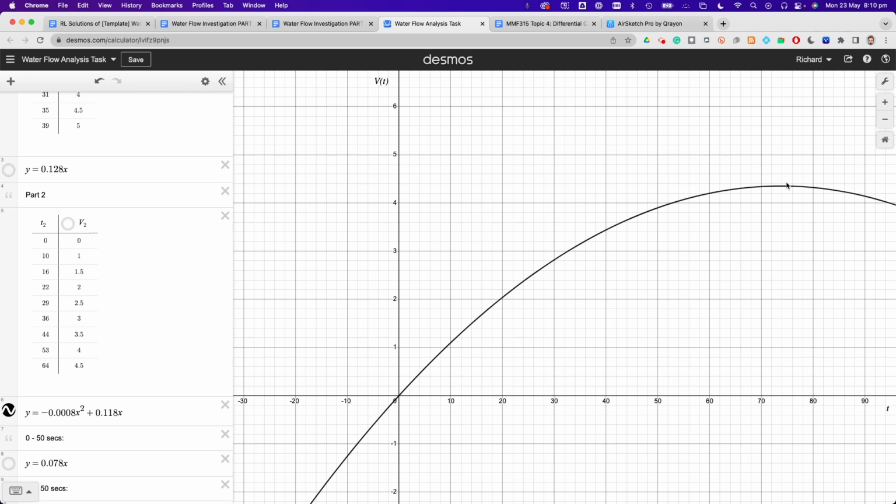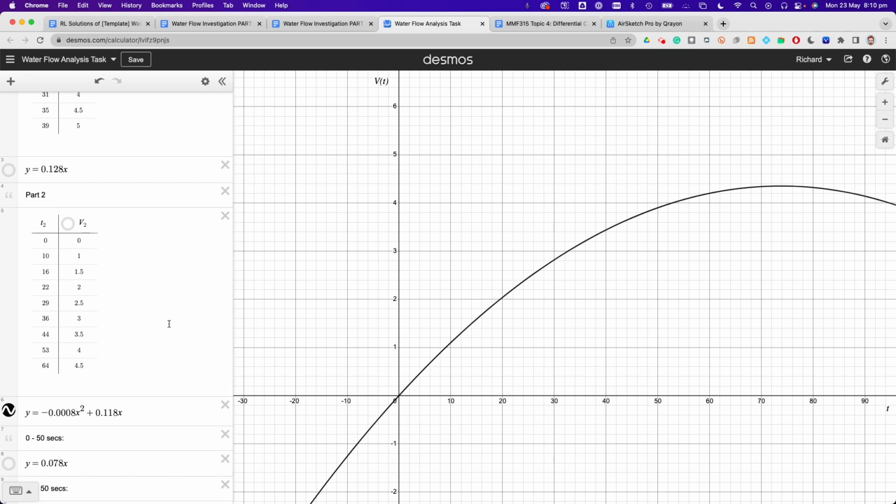And of course, our actual function would not, in reality, keep on going to here and then start going down again. That does not make sense, because once the container was full, it would not get fuller or start emptying. So the rest of this curve is not part of the contextual domain. It would be stopping after 70 something seconds. Okay, and that makes sense in terms of the table of values we've got here.